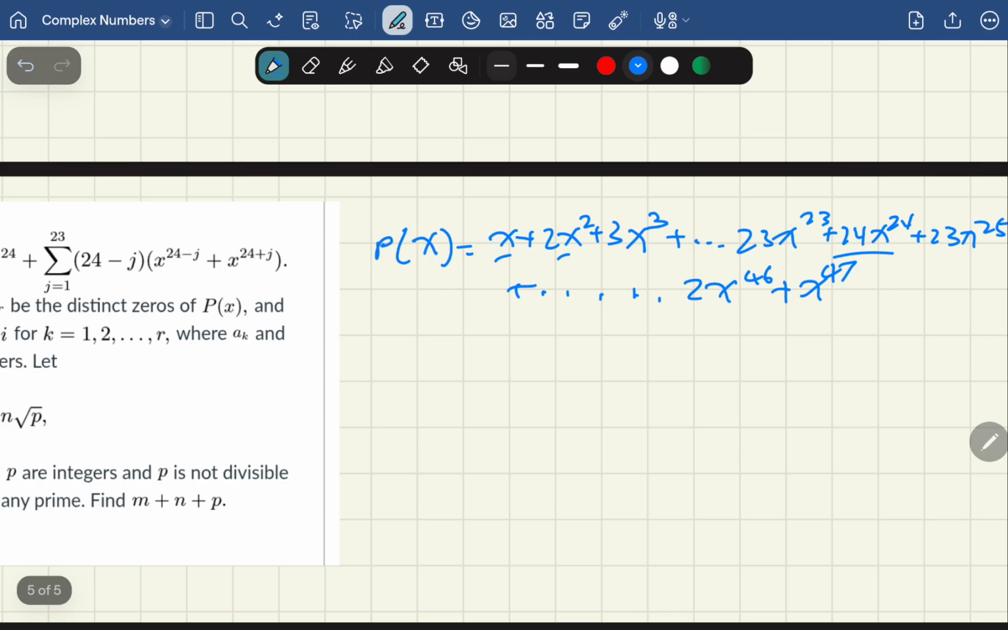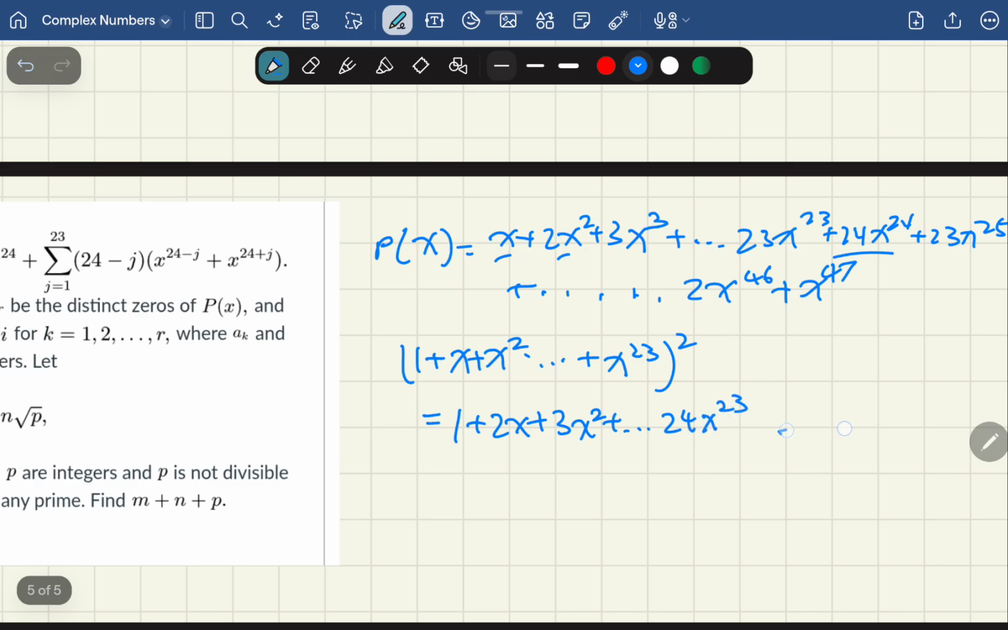This is almost equal to (1 + x + x squared + dot dot dot + x^23) squared. But the thing is, this is 1 + 2x + 3x squared, and then it only goes up to 24x^23, and then it heads back down. But notice that everything here is just x times that. So we would have x times this, and that equals our p of x. And by the geometric series, this is x times (x^24 minus 1) over (x minus 1) squared.